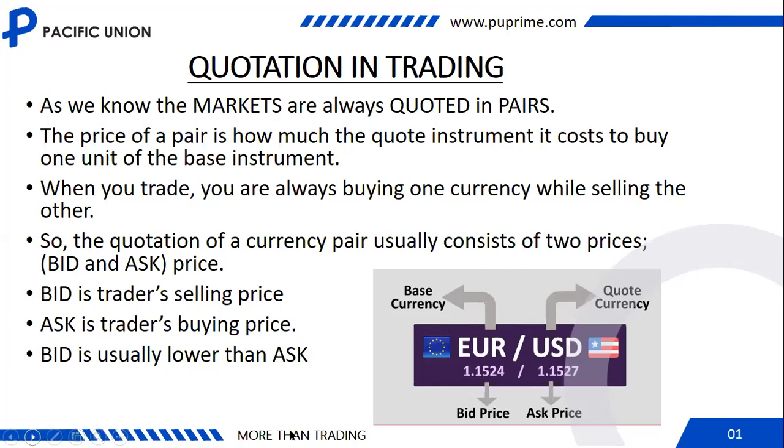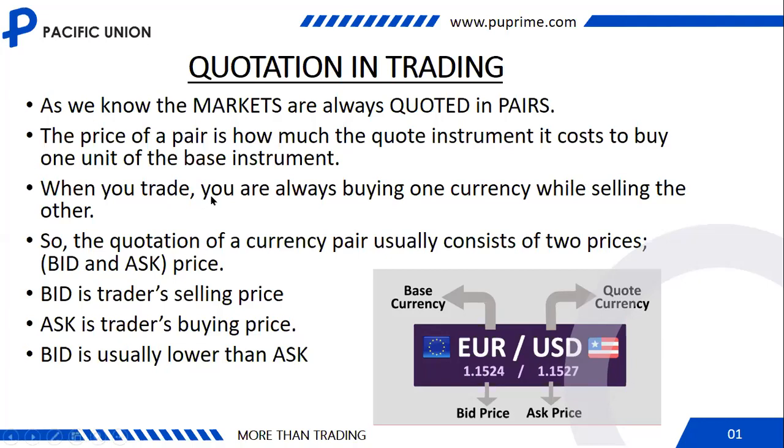So what does it mean? It means that if you are trading Euro USD and you see a price, this means that 1 euro is equivalent to that amount in US dollars. The price you are seeing on the screen is the value of the first instrument in the second instrument. So if you are trading Euro USD and you see 1.1524, it means that for 1 euro, you need 1.1524 US dollars. We are still going to talk about that in the next slide, but I want you to have a better understanding of it.